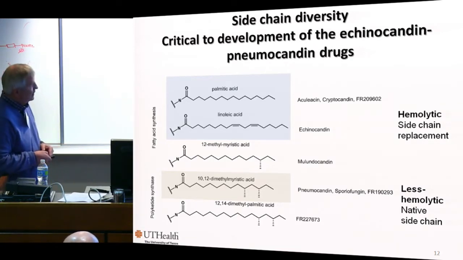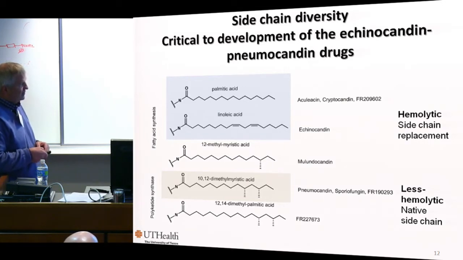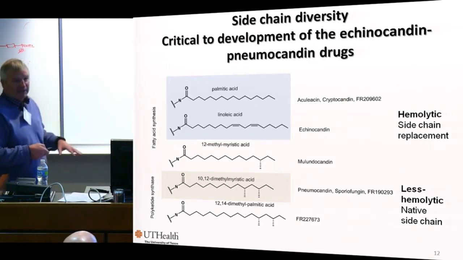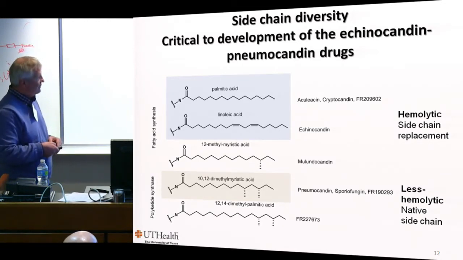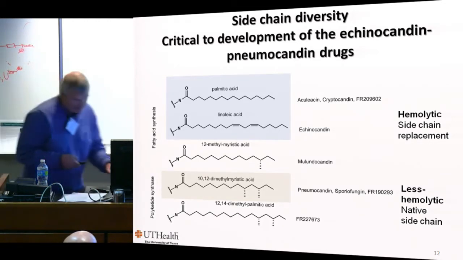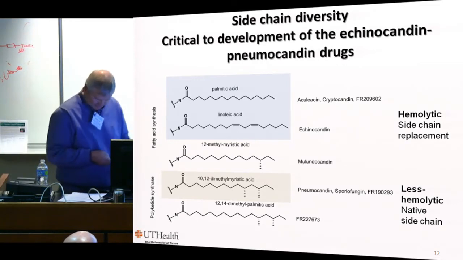And then the Merck molecule that started with the 10,12-dimethyl myristic acid is much less hemolytic than these, and less hemolytic than the MIC of the pneumocandin. So it really wasn't that big of an issue, so they left the native side chain on the molecule. Okay.